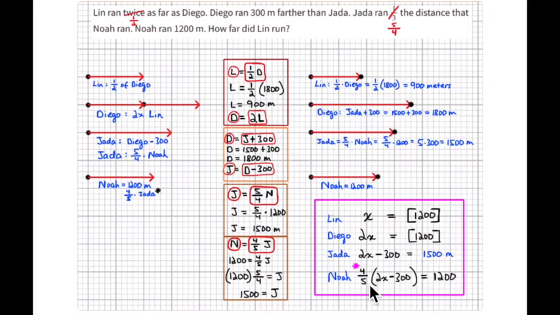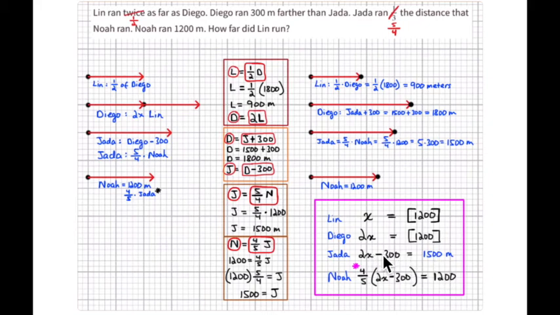So 5/4 of 4/5 is 1. So this is going to become 2x minus 300. And 5/4 of 1,200 is 1,500. So we're multiplying. We know that Jada is 5/4 of Noah's run. This is Noah's run. So 5/4 of this amount is 2x minus 300. This becomes 1 right here. We're going to use the multiplicative inverse, and 5/4 of 1,200 is 1,500.